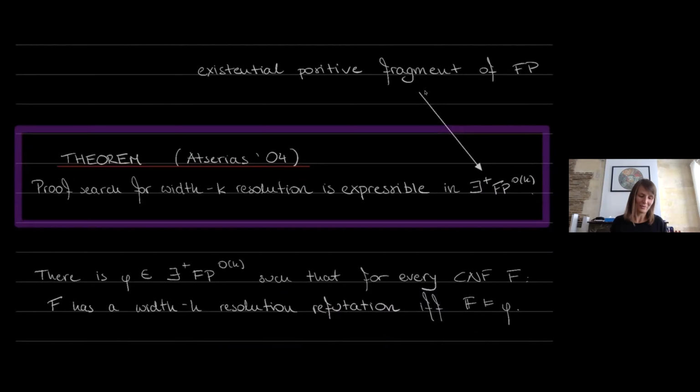So there is a sentence of this logic such that for every CNF F, F has a width K resolution refutation if and only if some encoding, again, we need to fix some encoding, of the structure satisfies this sentence. This is not exactly what he showed, but it's very close to this.